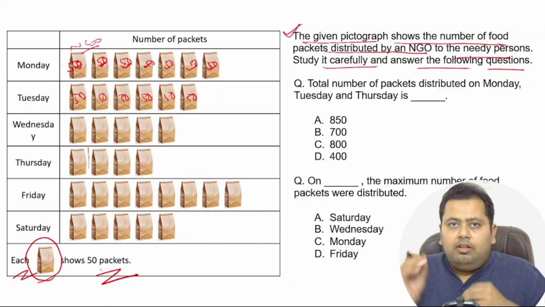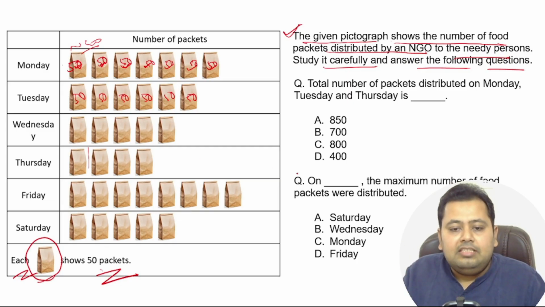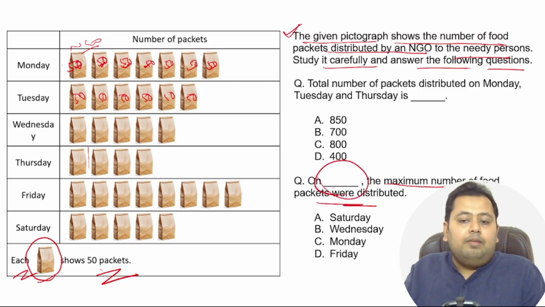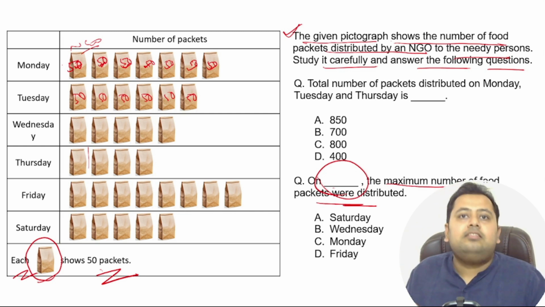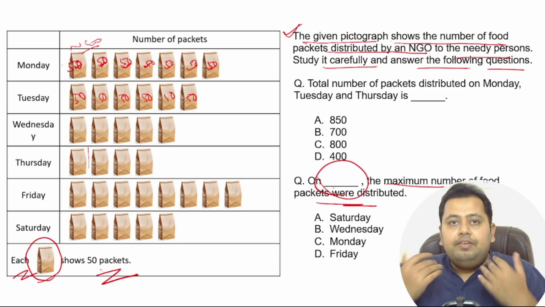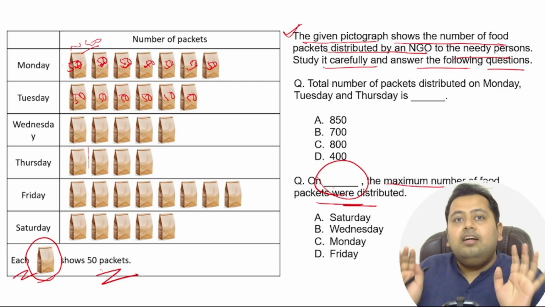Right. So before we go to the first solution, let's also tackle the second question. It says on dash, the maximum number of food packets were distributed on which day? On which day were the maximum number of food packets distributed? Again, I'll give you 5 seconds. Please solve it yourself. Don't take any kind of help. We'll come back after 5 seconds, but you please pause it and solve the question.